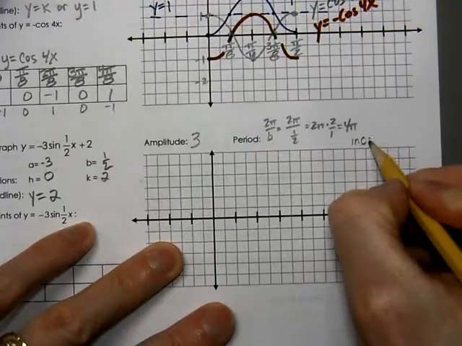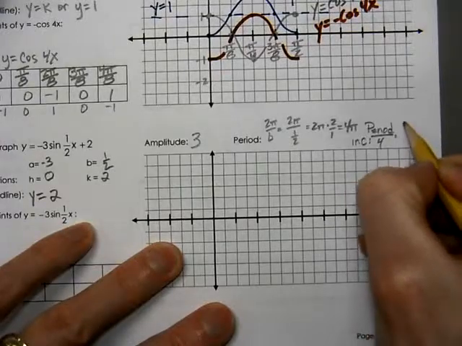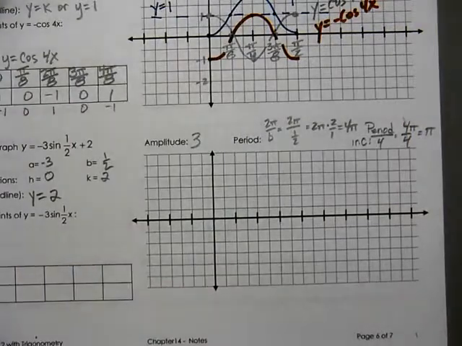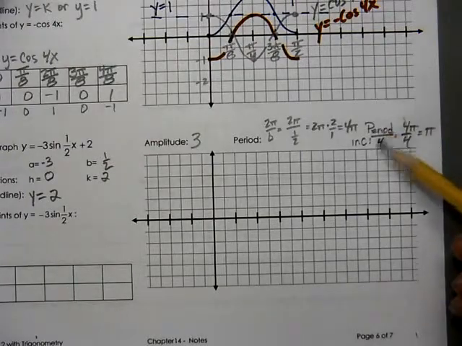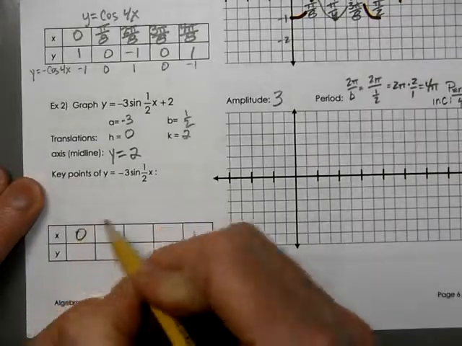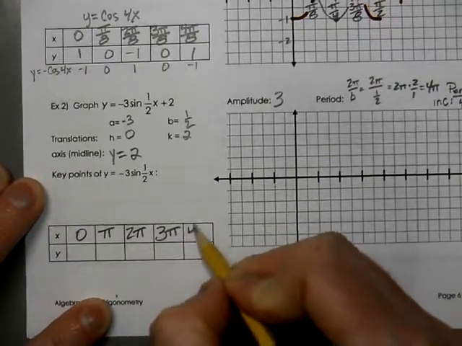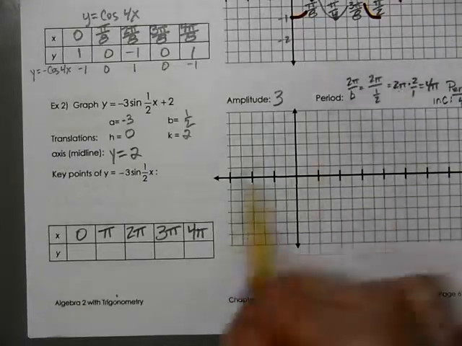The increments should be calculated using period divided by 4. So 4 pi divided by 4 gives us just 4. The 4 is crossed out, gives us just pi. So if pi is the period divided by 4, that gives us our increments. Our increments are pi, so we have 1 pi, 2 pi, 3 pi, and 4 pi. Notice this last box is the same as the period.